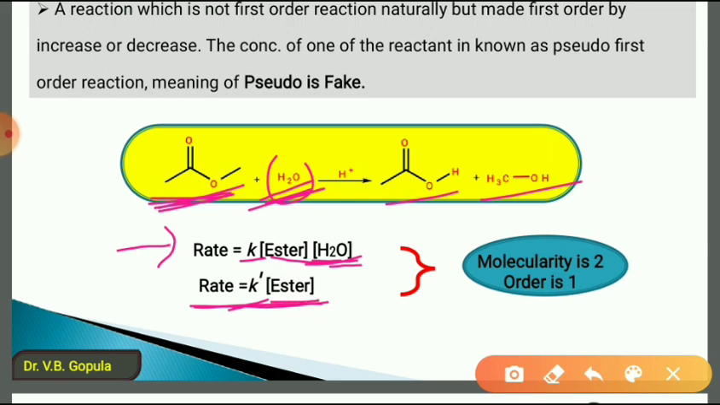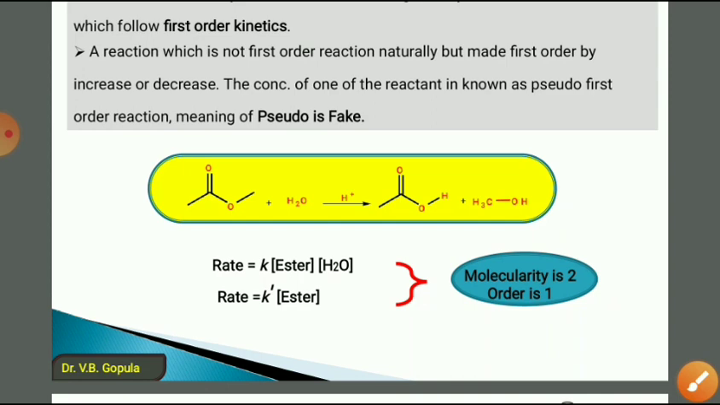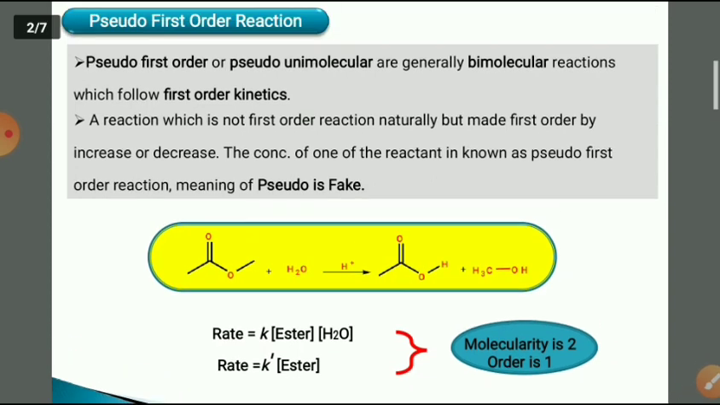Now if you see, the order in this case is only 1, because the power on the molar concentration is 1. That's why the order is 1. Such types of reactions are called pseudo first order reactions. The molecularity is 2, but the order of that reaction is 1.